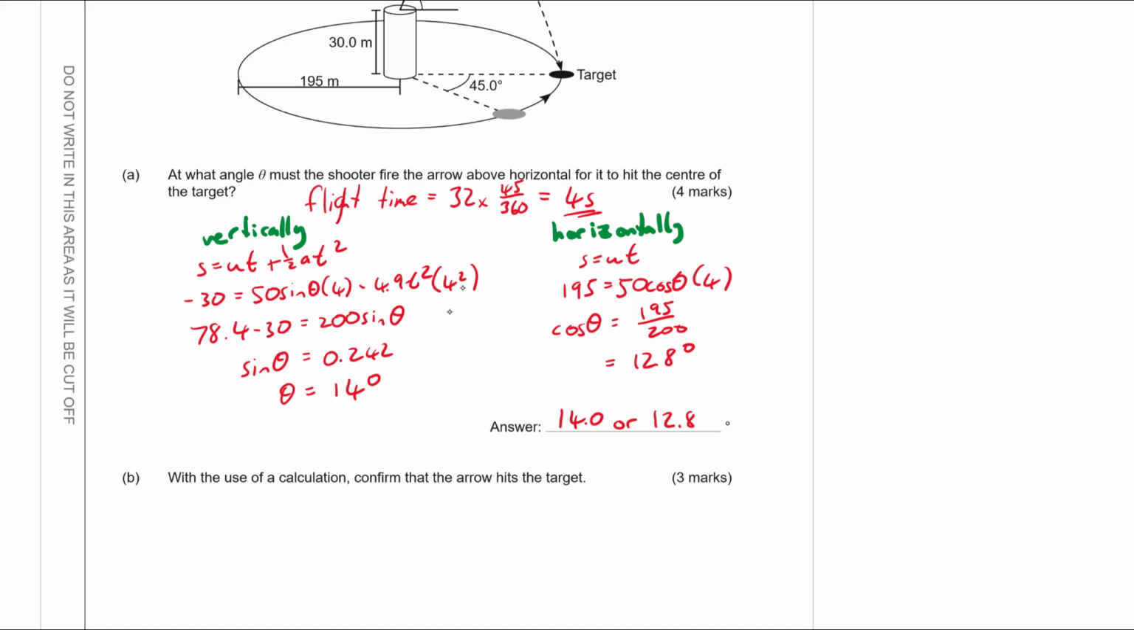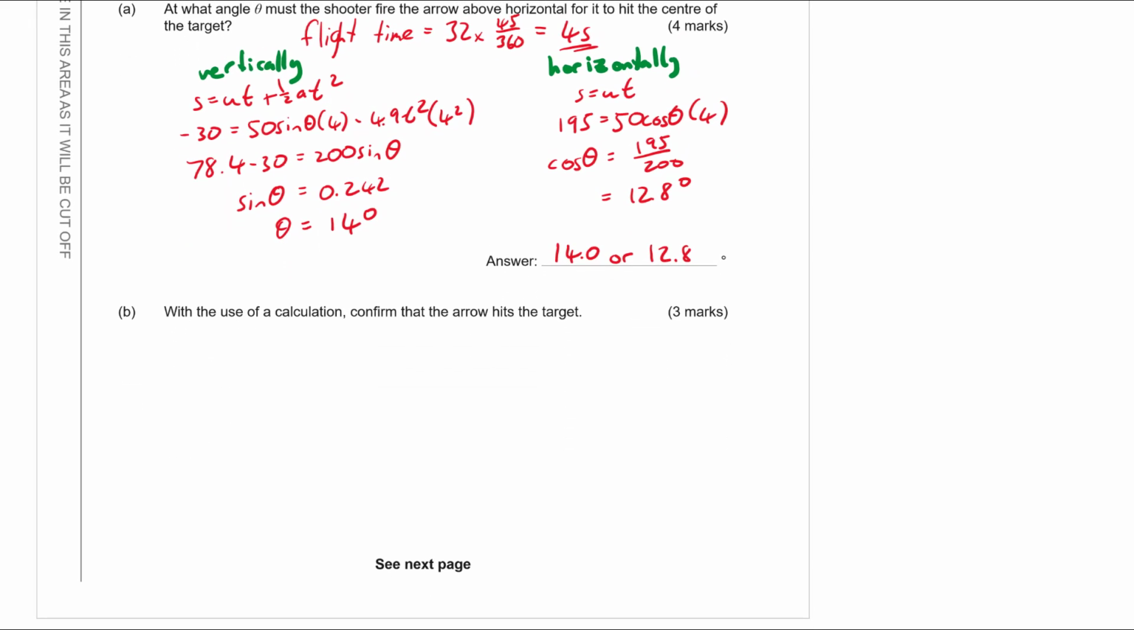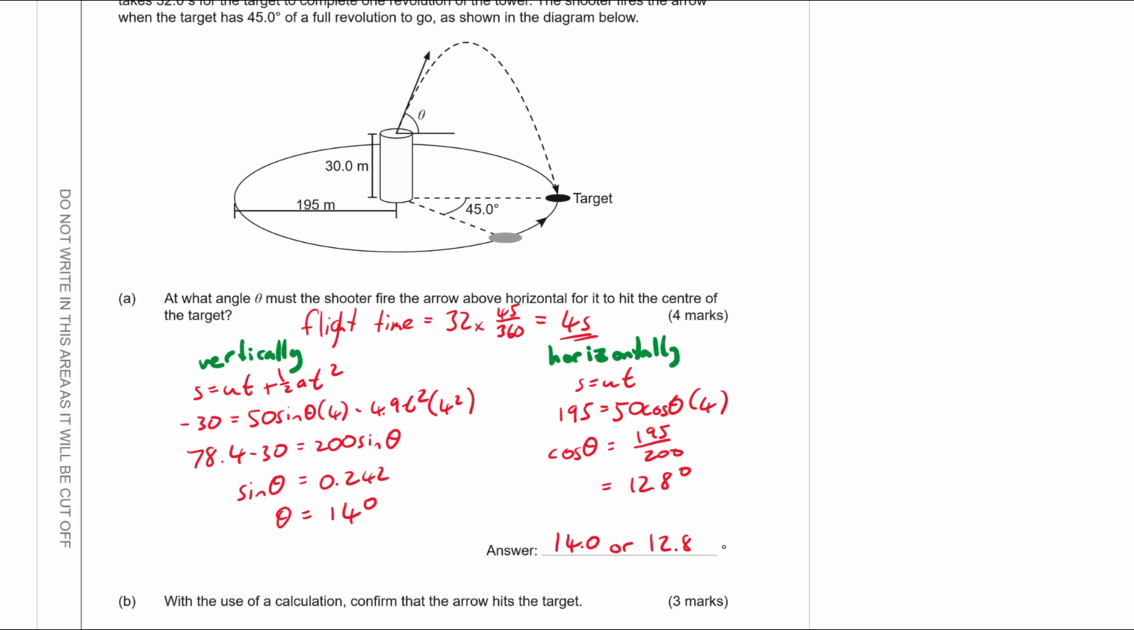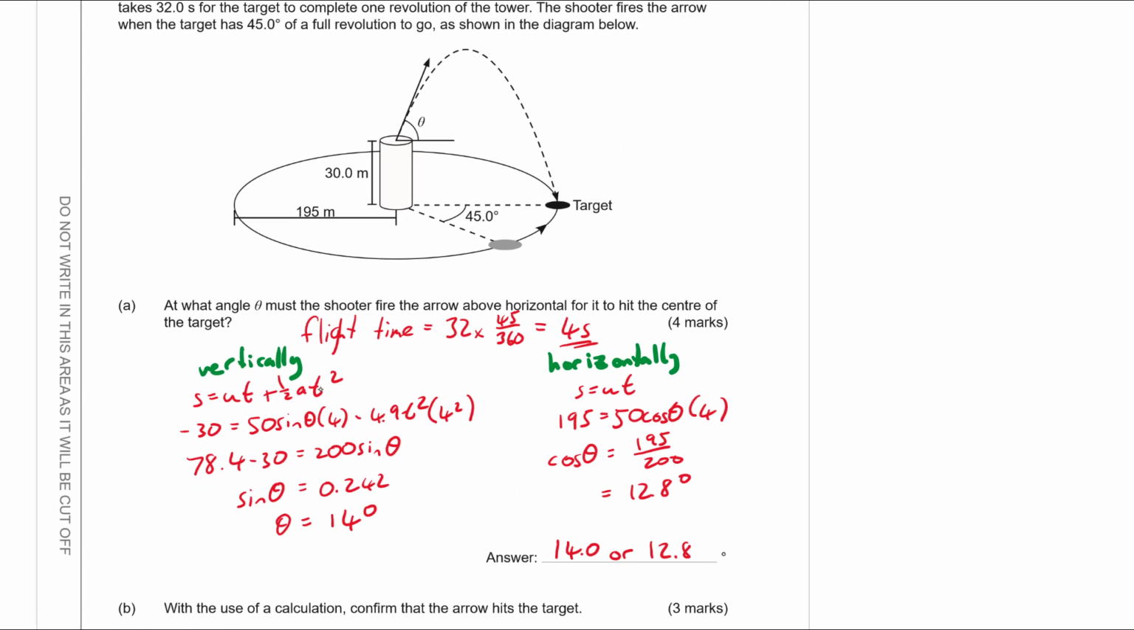But you can see straight away that there is an issue with the question if those two values don't even really come close. So then the next part of the question is saying, well, now we want you to use a calculation to confirm that the arrow hits the target. And that's where you need to use the extra information that you've been given. So if you've done it using the vertical method, you need to solve the horizontal components with the data that you've got now.